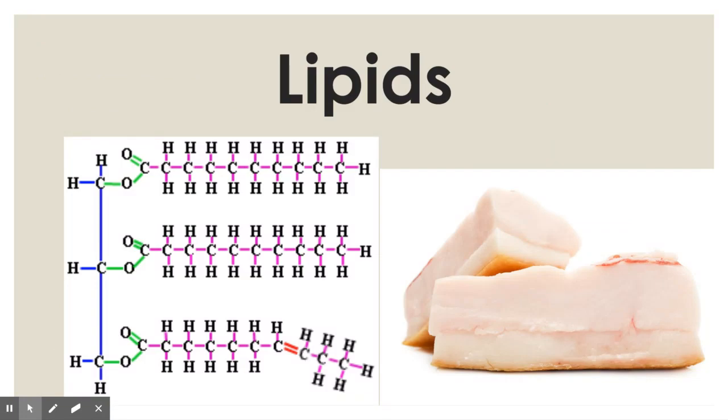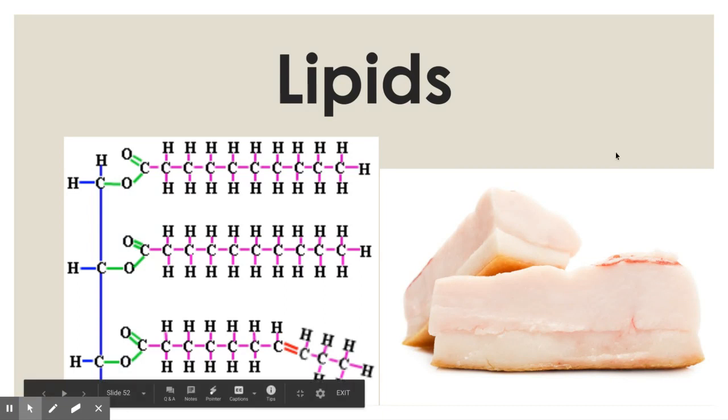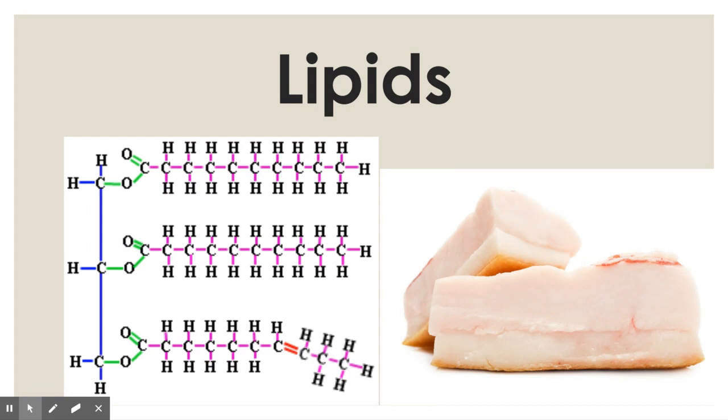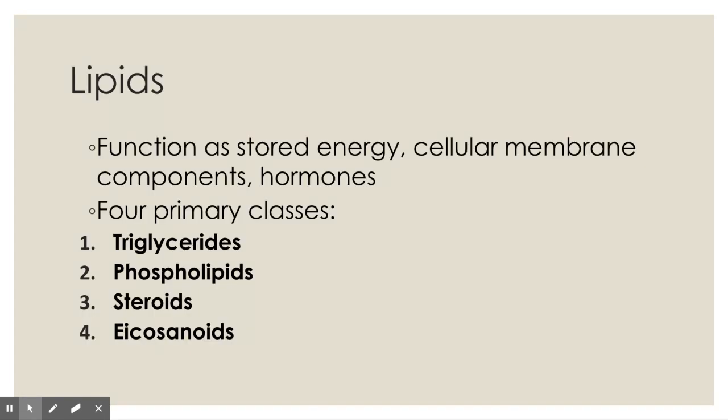So let's look at lipids first, or fats, right? And here is what this carbon skeleton chain really would look like. And of course, it's in the meat products that you eat. It's in all the food we eat, really. Lipids are important because they store energy. They're in our cell membranes, and hormones are also lipids. There are really 4 primary classes of lipids that we want to talk about.